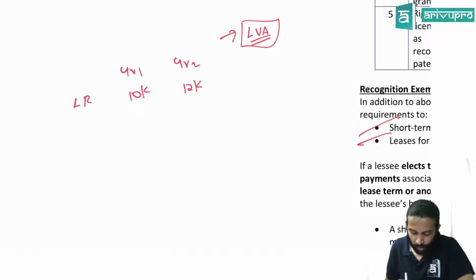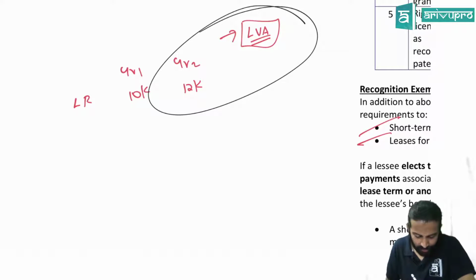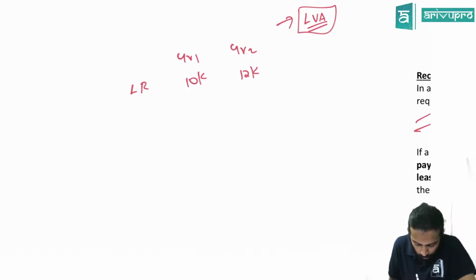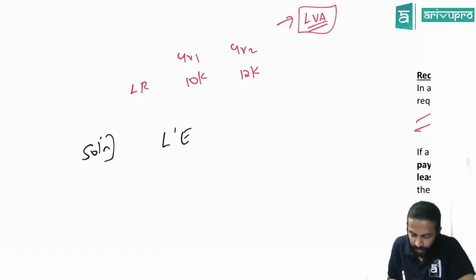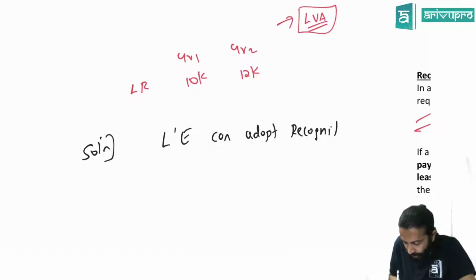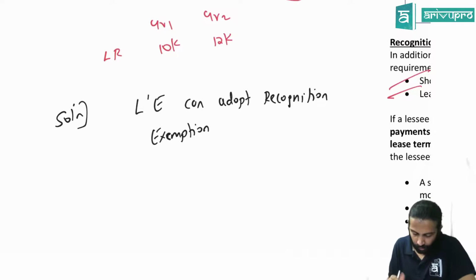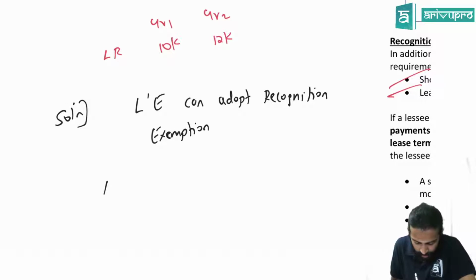How should the accounting be done? If it is an LVA, he can opt recognition exemption. So in the solution, lessee can adopt what? Recognition exemption. If lessee chooses recognition exemption, then he doesn't have to do that ROU LL drama. So first he has to recognize the expense. What is the expense to be booked every year?